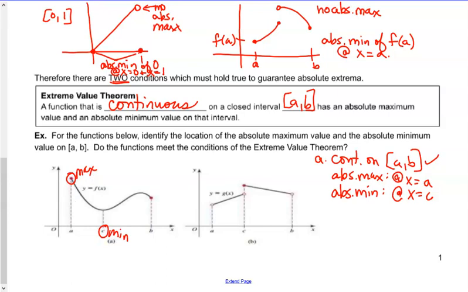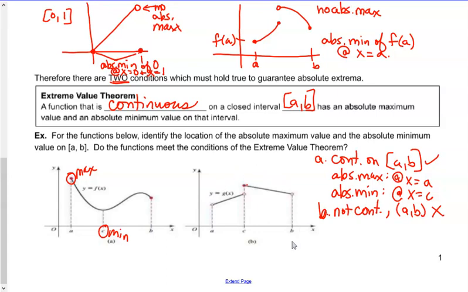Okay? Now, for graph B, do both of these conditions hold true? Do I have a continuous function from A to B? Absolutely not. This means that the limit from the left and the limit from the right are not equal. Therefore, we are not continuous. Therefore, I cannot use the extreme value theorem, and there's no guarantee that I will have an absolute max or an absolute min in this situation. So we have to observe everything. It is also not on a closed interval. So we are not continuous, and we have an open interval, AB. So we are not guaranteed by the extreme value theorem to have both.